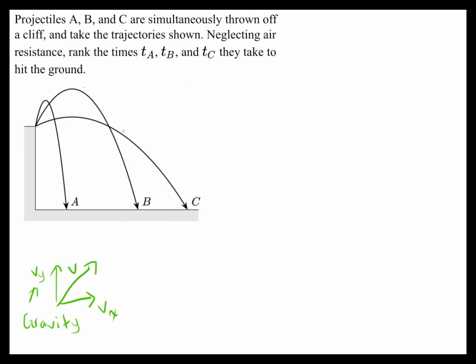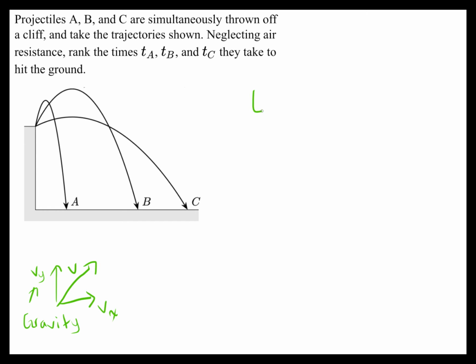So the time in the air is determined by the initial vertical velocity. And it also depends on how high they go. Since if you have a greater vertical velocity, then you're going to go higher before you start falling back down. So the one that reaches the highest height is going to take the longest to fall down.